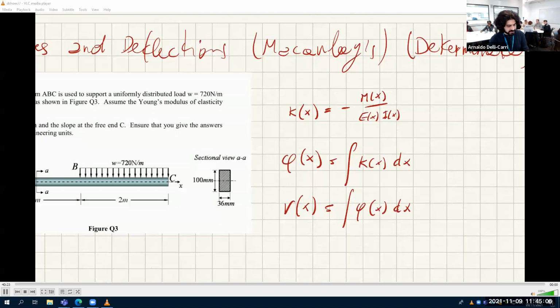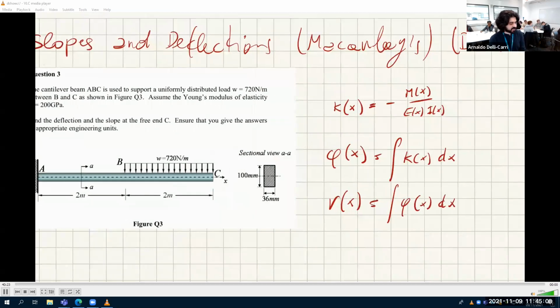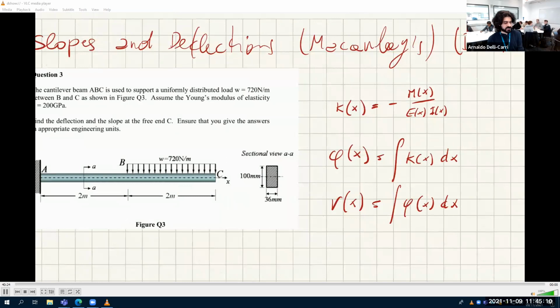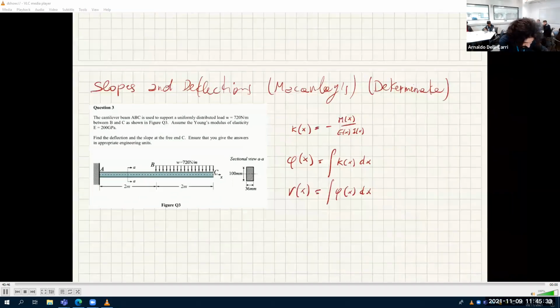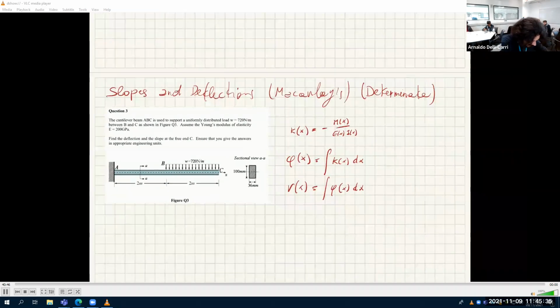So we have E. Now E is all the way across, so this is constant. I is also constant because this section is constant everywhere. So these two are constant, which is very easy. That means they can go outside of the integration sign. But M of x we have to find. How do we find M of x? Using Macaulay's method. That's why we studied it in the first place, to make our lives easier.